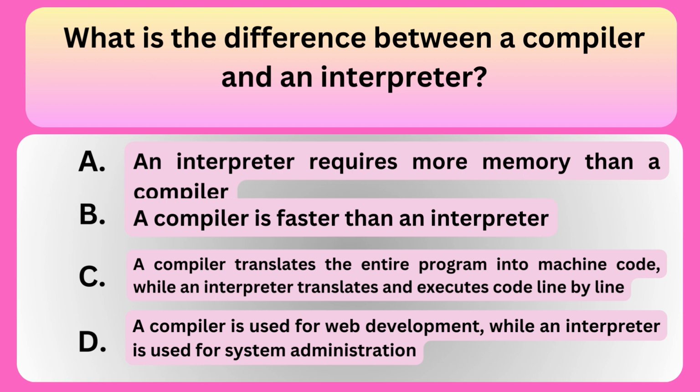What is the difference between a compiler and interpreter? An interpreter requires more memory than a compiler. A compiler is faster than an interpreter. A compiler translates the entire program into machine code while an interpreter translates and executes code line by line. A compiler is used for web development while an interpreter is used for system administration. And the right answer is a compiler translates the entire program into machine code while an interpreter translates and executes code line by line.